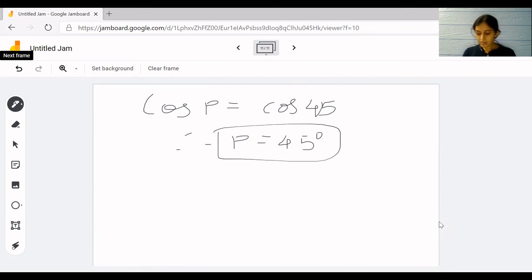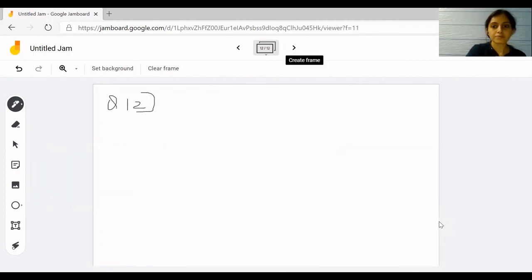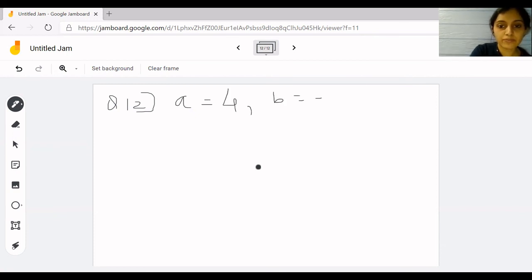Now I'm doing the last sum for this exercise, that is on direction ratios. That is question 12. Question 12 says that if a line has the direction ratios 4, minus 12 and 18, then find its direction cosines. Direction ratios means basically A is equal to 4, B is equal to minus 12, and C is equal to 18. These are your direction ratios.